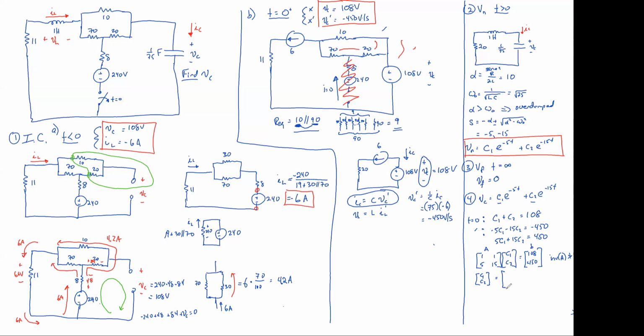And anyway, it will come out to be 117 and minus 9. And now you can write your entire solution as 117 e to the minus 5t minus 9 e to the minus 15t. And that's it.